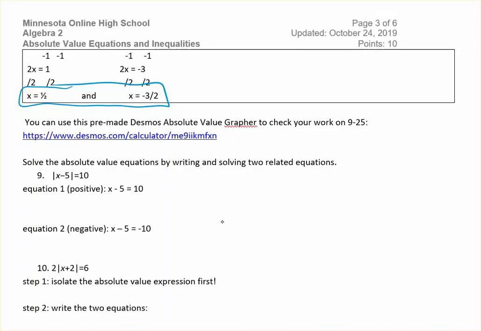So one of your equations is you just drop the absolute value and say it's equal to 10, just like it's written. And the other one, you would put the exact same thing except you write negative 10 here. So you solve both of these and you get 2 answers, and those are your 2 answers.